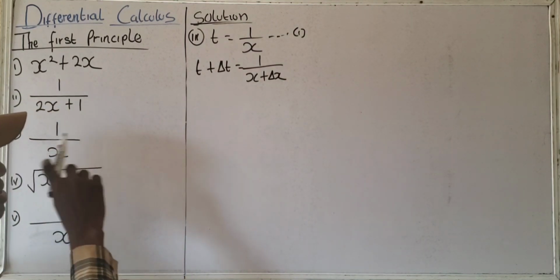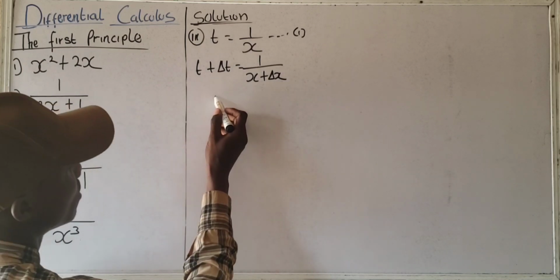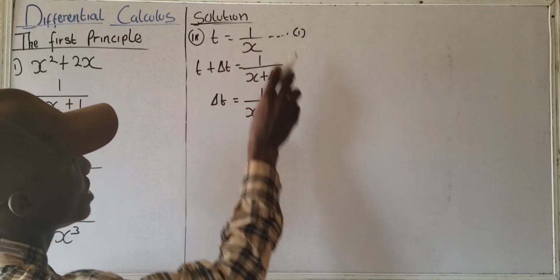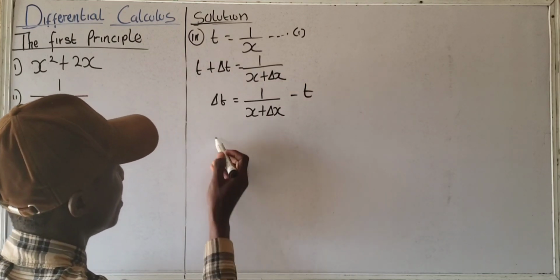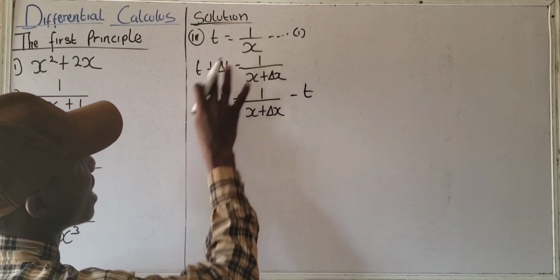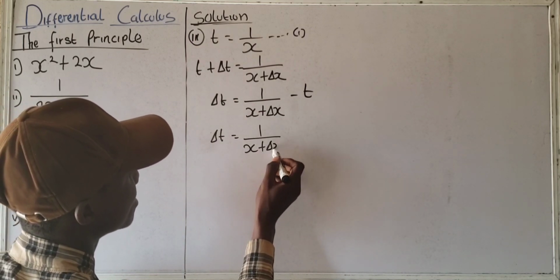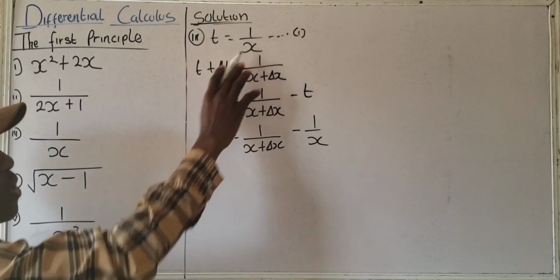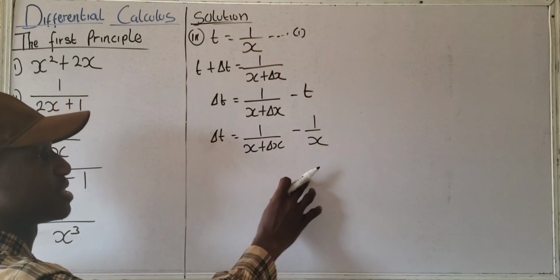Now having done this, please kindly pay attention. The next step is that I'm going to make delta t the subject of the relation. So delta t equals 1 over x plus delta x. Now if t crosses the equals sign, the positive sign is going to change to negative, so I'm going to have negative t. Don't forget that t equals 1 over x according to equation 1, so delta t equals 1 over x plus delta x minus 1 over x. What I did is that I just replaced negative t by 1 over x.